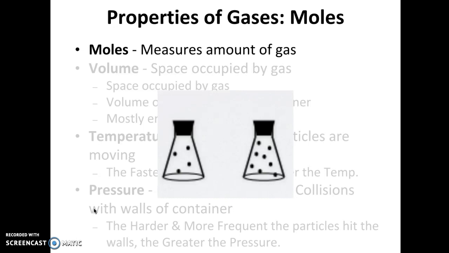All right, so with that being said, we have 2 particle diagrams here of flasks, one on the left, one on the right. Which flask has fewer moles of gas, and how do you know? Great. The one on the left has fewer moles, and the one on the right has more, and you can tell because you can count the number of particles. So for particle diagrams, if you want to show something having fewer moles, you just draw fewer dots or circles.